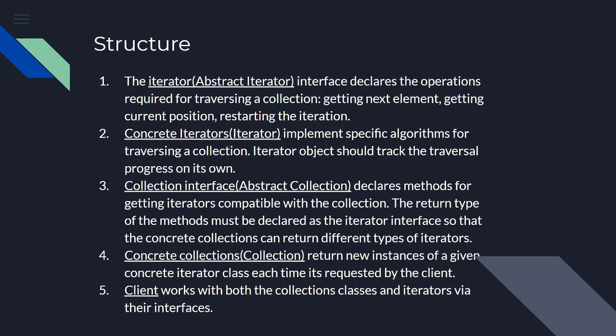The collection interface declares methods for getting iterators compatible with the collection. The return type of the methods must be declared as the iterator interface so that the concrete collections can return different types of iterators. The concrete collections return new instances of a given concrete iterator class each time it's requested by the client. And then the client, of course, works with both the collections and iterators via their interfaces.